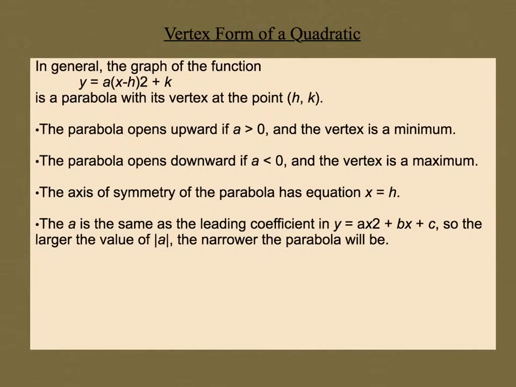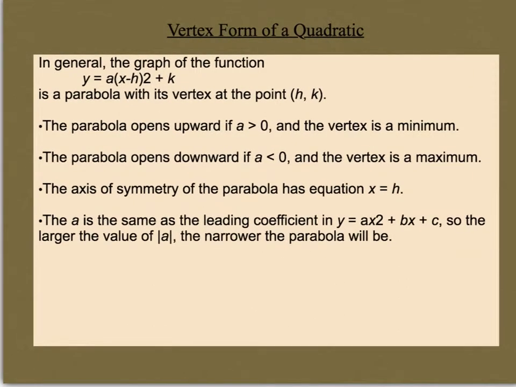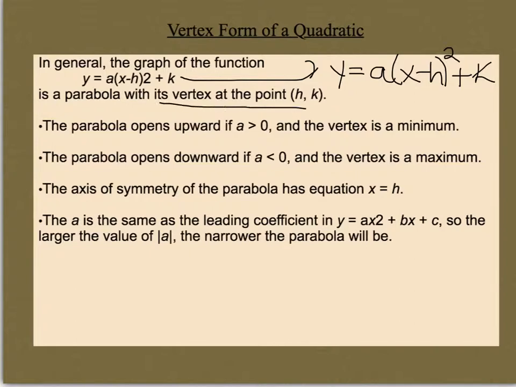So there's a couple things that are wrong with the formatting on this slide. This equation right here, that 2 should be an exponent, so it should be y equals a times (x minus h) quantity squared plus k. And this is a parabola with its vertex at the point (h, k). So this value right here that you're subtracting from x is the x coordinate of the vertex, and this constant that you're adding on the outside, that value of k, is the y coordinate of your vertex.